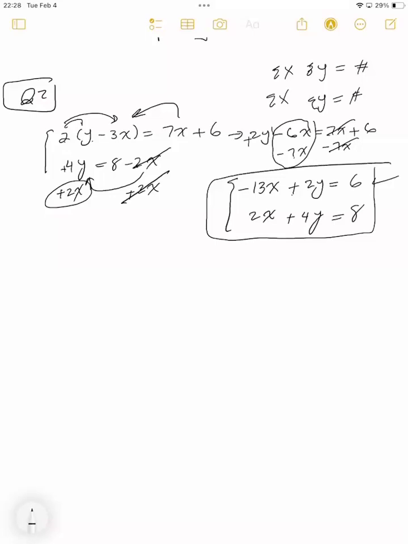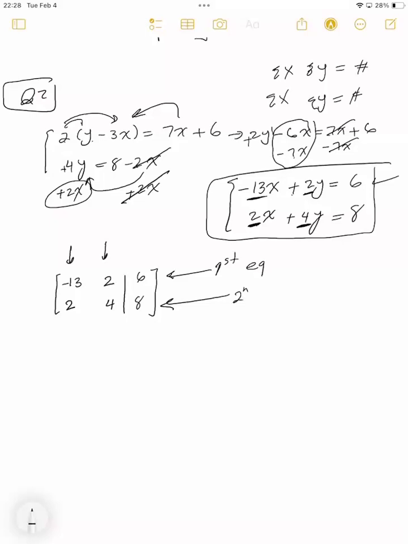Now we are going to create our augmented matrix. This is our x column, y column. We are going to have a line, and then I will write 6 and 8. The coefficient of x is -13. The coefficient of y is 2. The coefficient of x on the second equation is 2. The coefficient of y is 4. So this is your first equation. This is your second equation. This is your x coefficient, and this is your y coefficient. Okay?